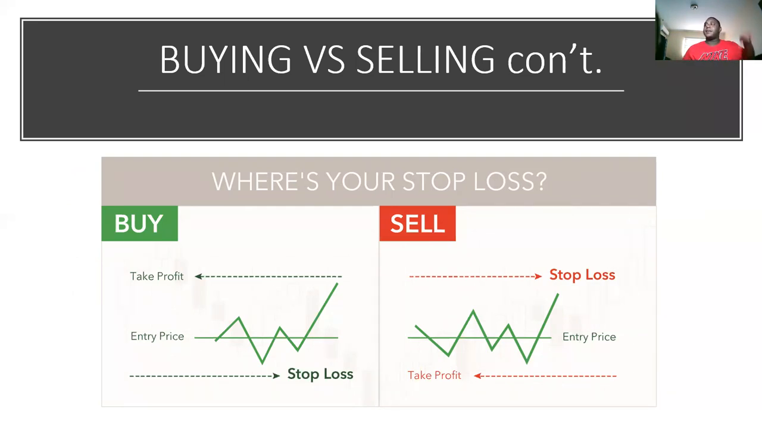Selling, on the other hand, entry price is here. Take profit should be below because when we sell, we're looking for the market to go down. Stop loss go above because we expect the market to go down. Stop loss to protect our account.